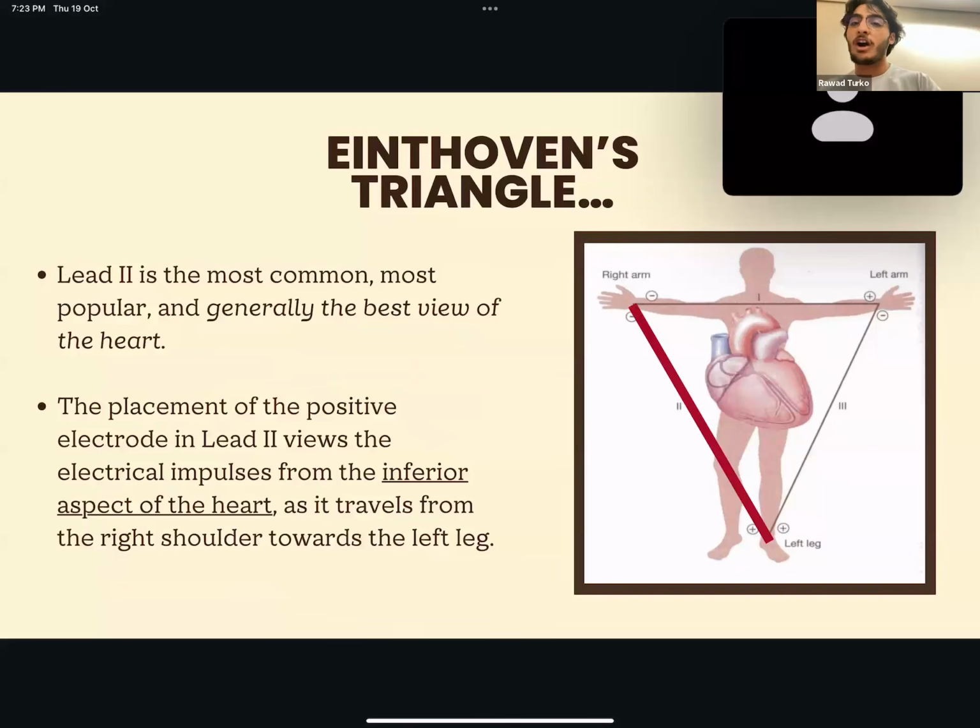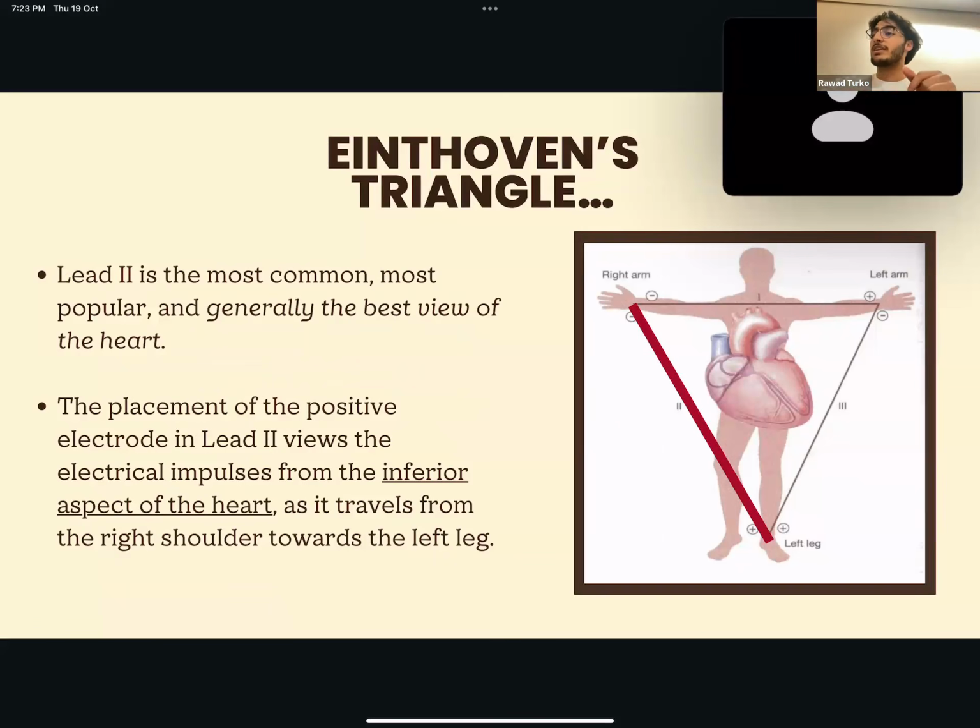So lead 2 is the most common, most popular, and generally the best view of the heart. So when you're looking at an ECG, especially in first year, most likely you'll be looking at a lead 2 ECG. And that's because it's an inferior aspect of the heart, but it's also because that's the way that normally our depolarization is heading, right?